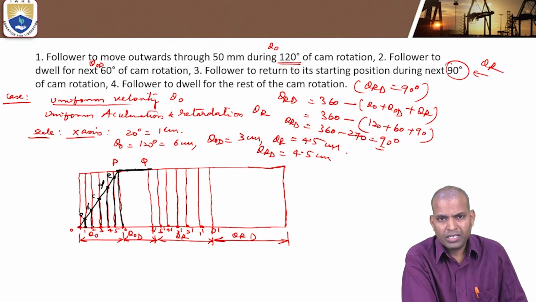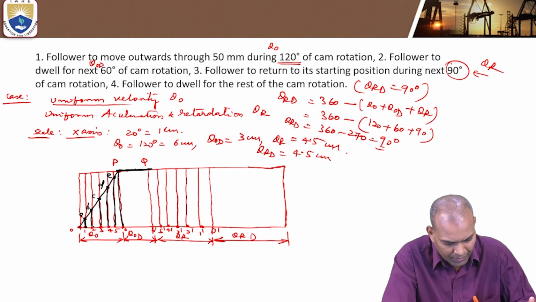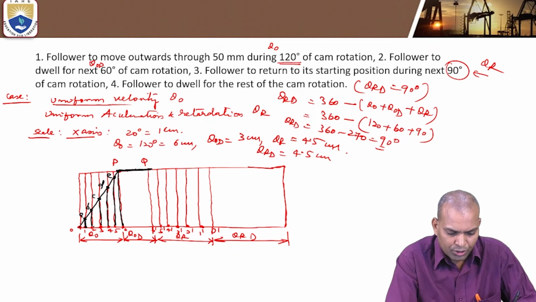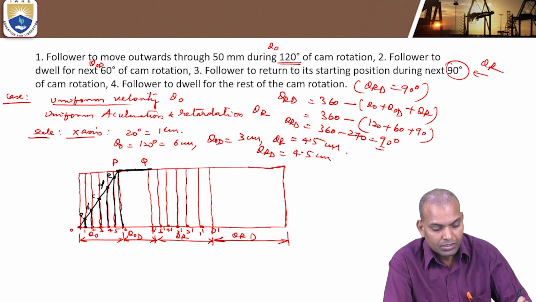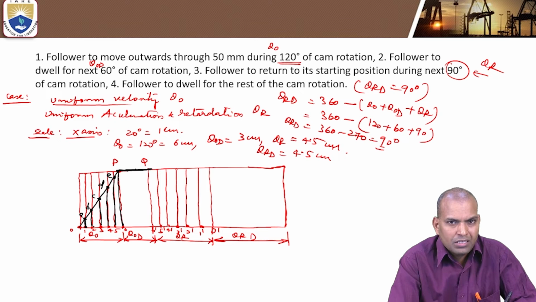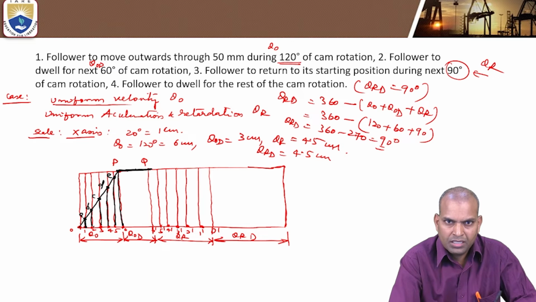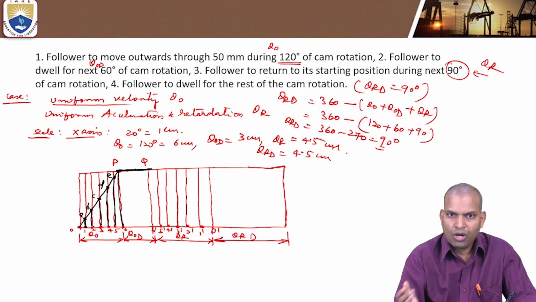When the curve is under the motion of uniform velocity. Now, the return stroke is not uniform velocity. It is uniform retardation. Retardation means coming down.